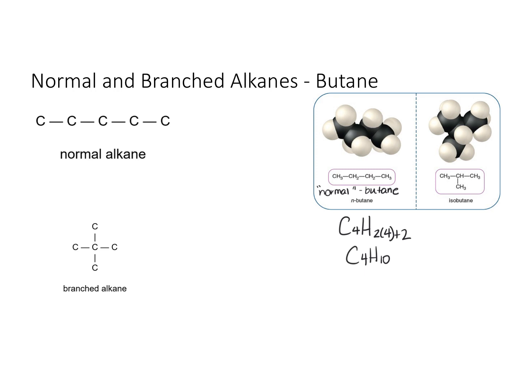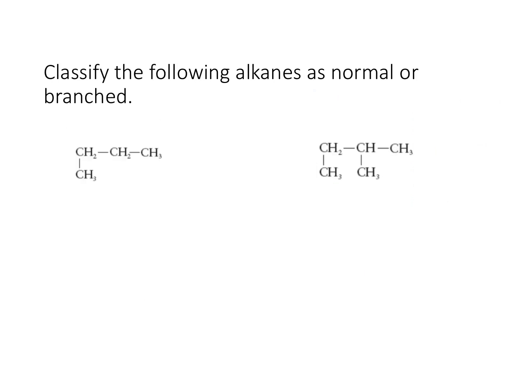And you can see here, this would be a normal alkane, and this would be a branched alkane. So one of the questions in your book says, classify the following alkanes as normal or branched. And I wanted to look at this because I want to show you something. When we're trying to decide if something is normal or branched, the carbons don't have to be in a straight line.